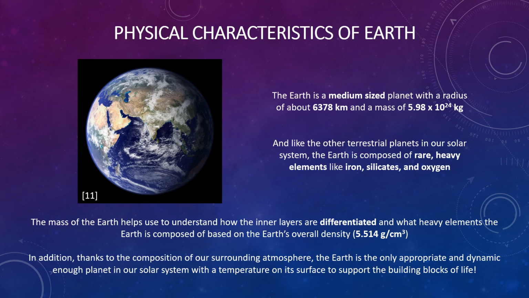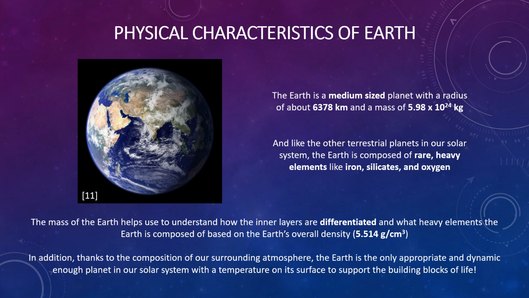Earth is about a medium-sized planet as far as the terrestrial planets go, and it has a radius of 6,378 kilometers with a mass of about 5.98 times 10 to the 24 kilograms. It weighs quite a bit, and it's composed primarily of heavy elements like iron, silicates, and oxygen, which are relatively rare compared to the rest of our solar system.